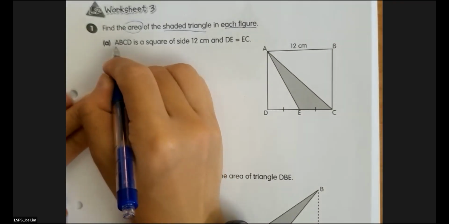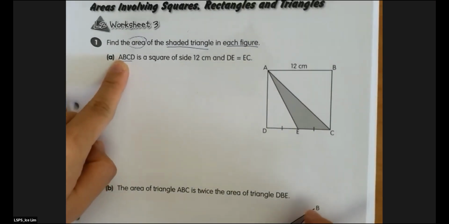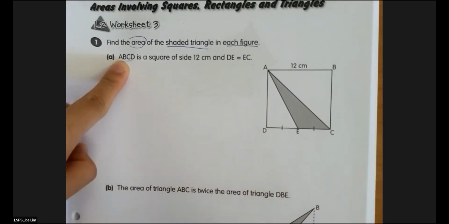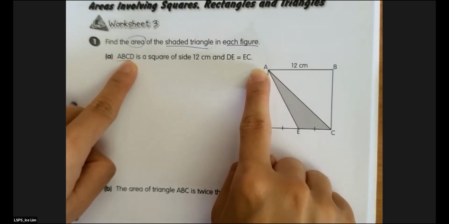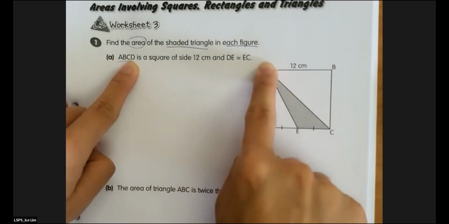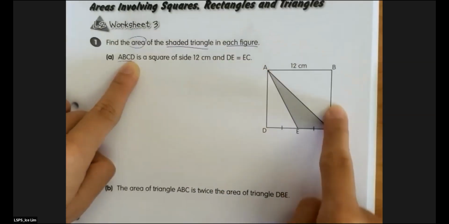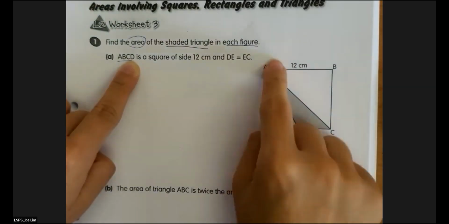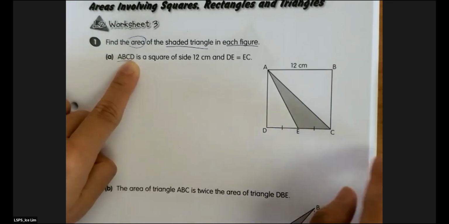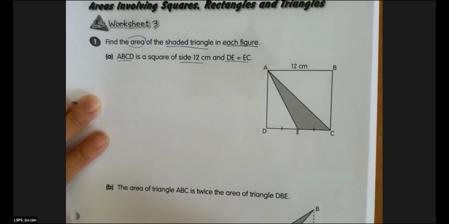Let me understand the question. A, B, C, D. A good tip is whenever there are alphabet letters like these, let your finger run through them. A, B, C, D is a square with sides of 12 by 12, and DE is EC. Can or not? Are you with me?